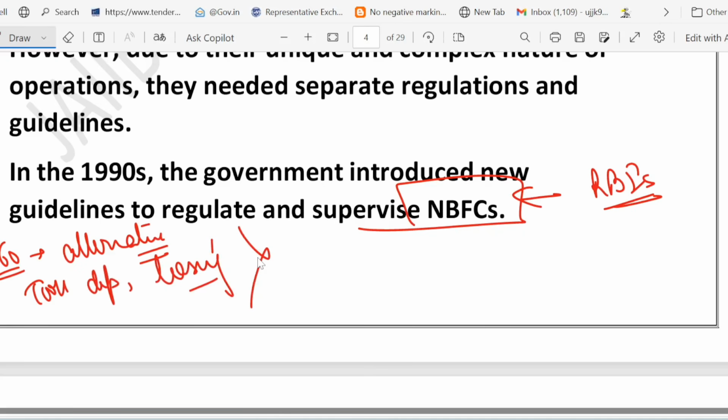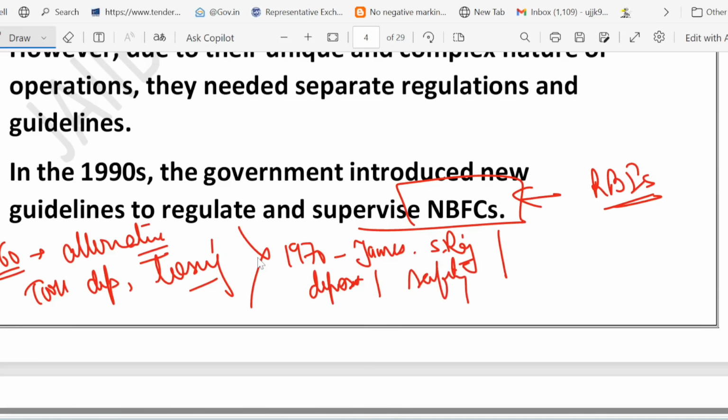And then in 1970, I told you there was a committee called the James S. Raj Committee, which set a limit on deposits, how much deposit an NBFC can take, and some safety rules. Then in 1990, RBI tightened control regarding registration and stricter norms. And today, NBFC is a crucial part of the Indian financial system.